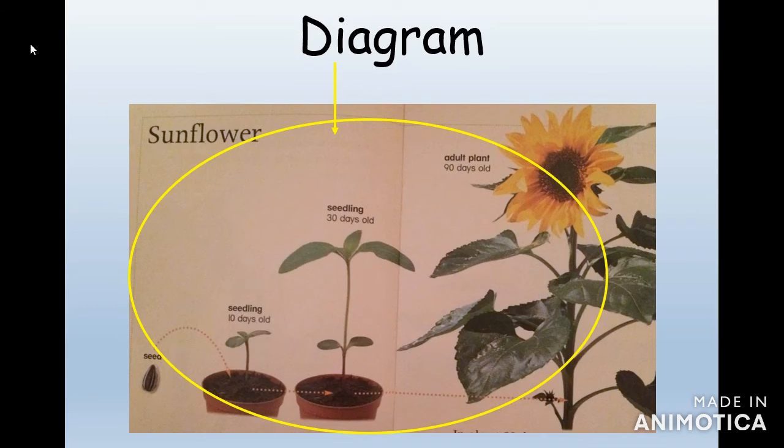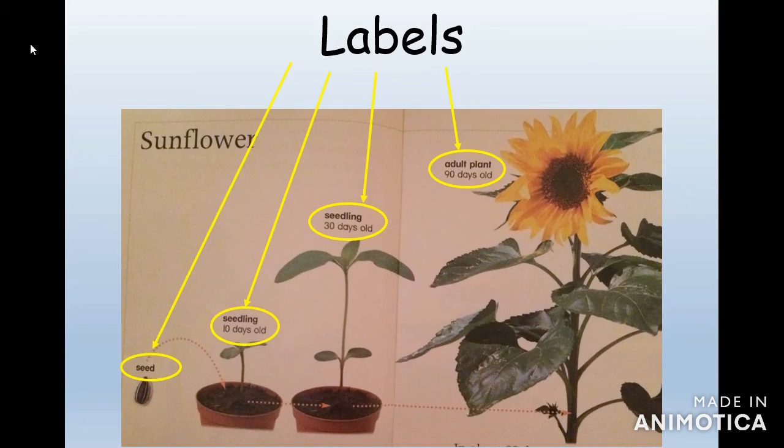Information texts also have diagrams. Now a diagram is when we're given information in picture form. So this is showing us how a sunflower grows. Now instead of giving us lots of information about how a sunflower grows and writing down what happens, they've drawn a picture instead and they've put some labels on there too. Just like here, you can see we've got the labels that they've put onto their diagram.